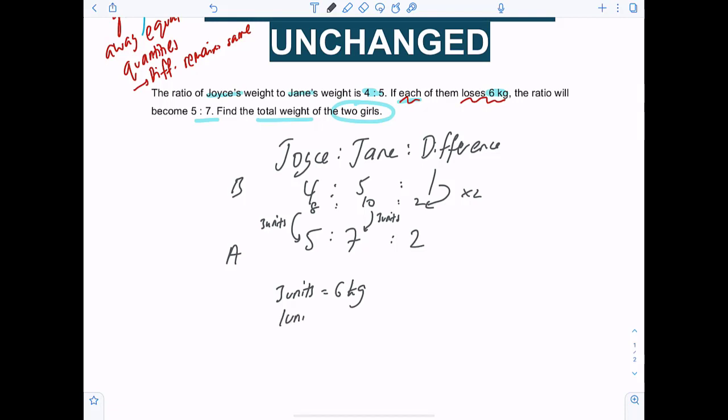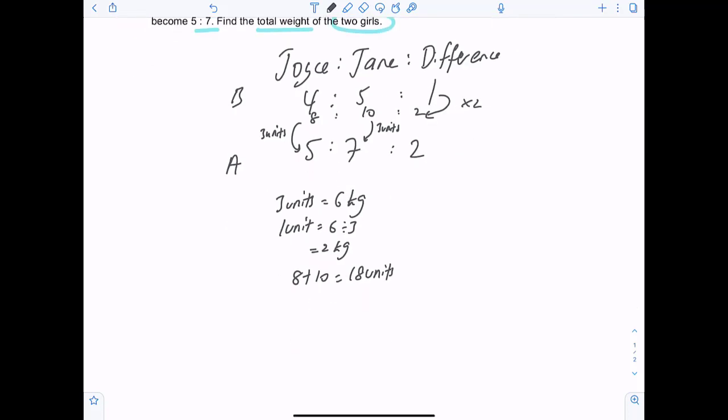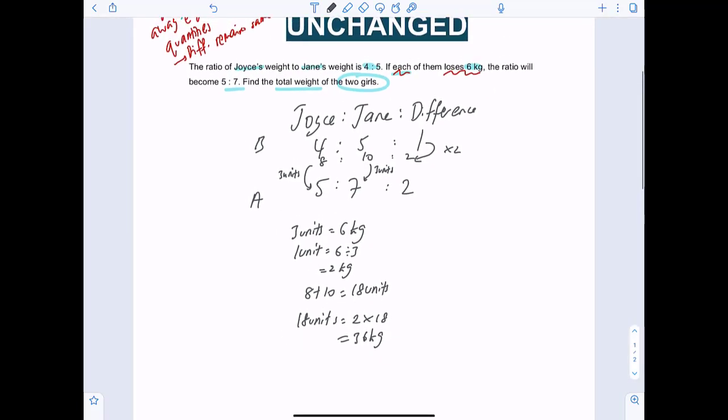Alright, so what is the total weight of the girls? So we find 1 unit, 6 divided by 3, that will be 2 kilograms. What is the total weight of the two girls? That will be at the start. Okay, they use the before one. Why? Because the question says if they did not really lose the weight. So their current weight, what is their current weight? 8 plus 10, 18 units, right? So 18 units, 2 times 18, 36 kilograms is the final answer for this question.